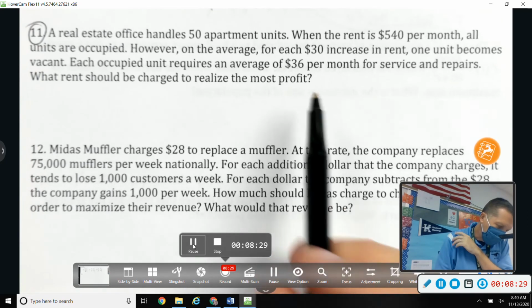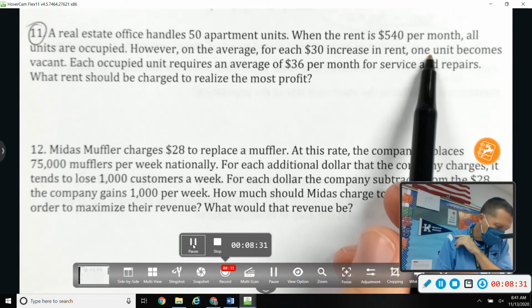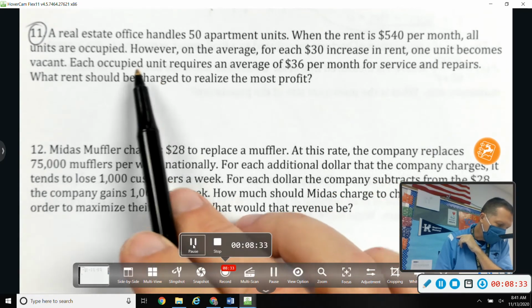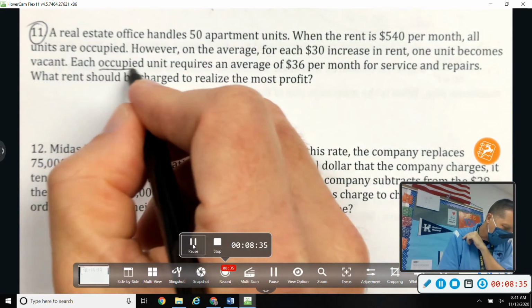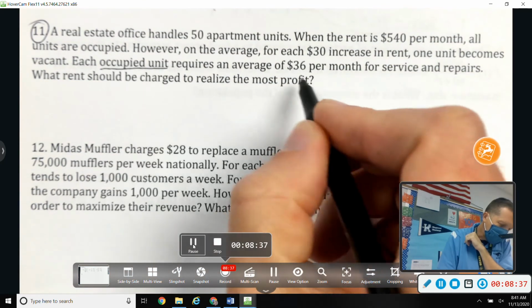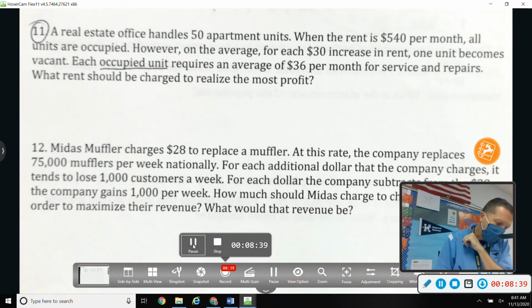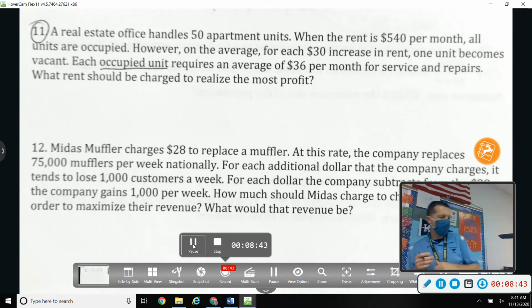So when we increase rent by $30, 1 unit becomes available. Each occupied unit requires an average of $36 per month for services and repairs. What rent should be charged to realize the most profit?